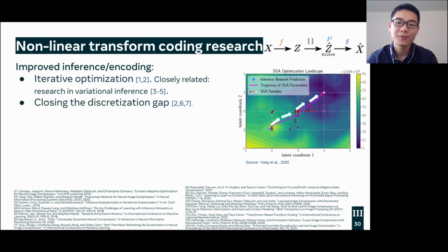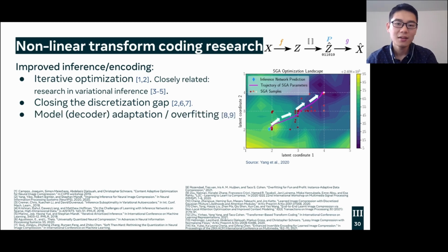Related to this, there have also been several methods aimed at closing the discretization gap between self-quantization used during training and hard quantization at test time. These methods often are based on annealing. Yet another idea for inference optimization is to adapt or overfit the parameters of the whole model on the data instance being compressed.